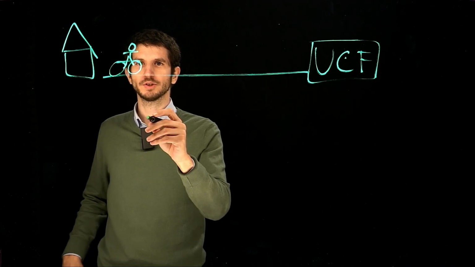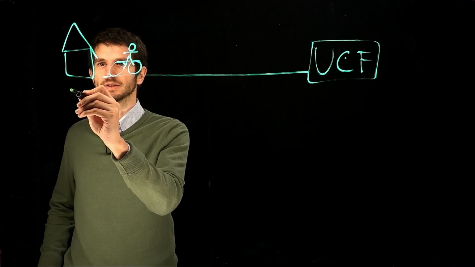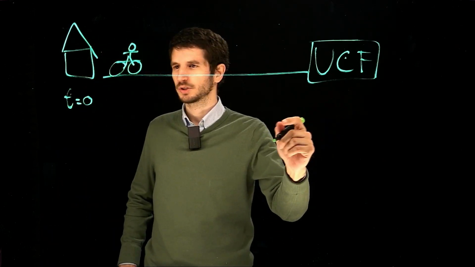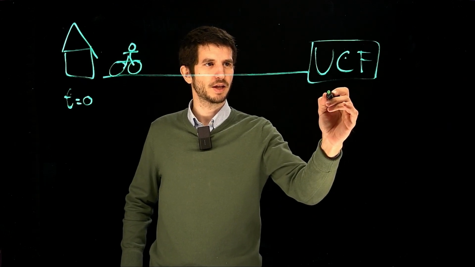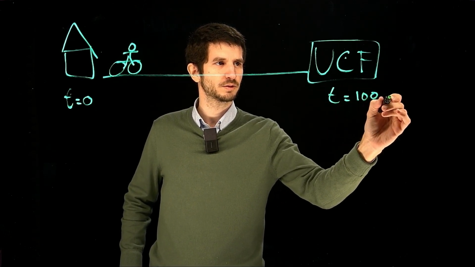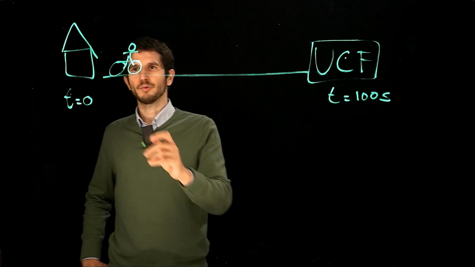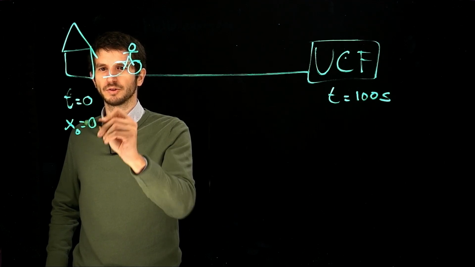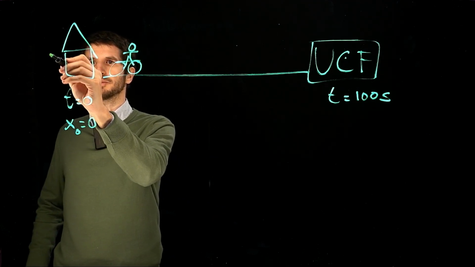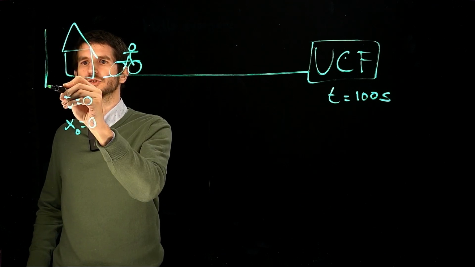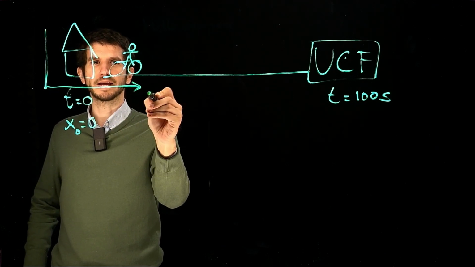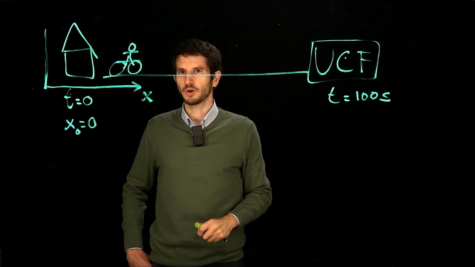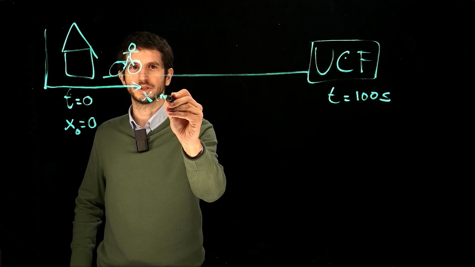For the purpose of this example, let's pretend that we start counting the time when we are at home, and we reach UCF at some time. Let's say it takes us 100 seconds. Now we're describing our home as the initial position, which of course is going to be the origin of coordinates. So from our frame of reference, we can describe a coordinate axis where the horizontal position is going to be x.